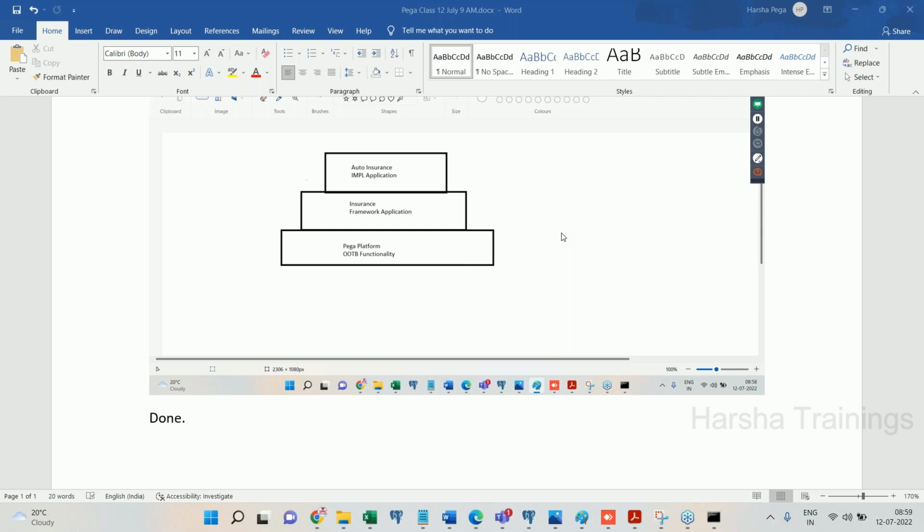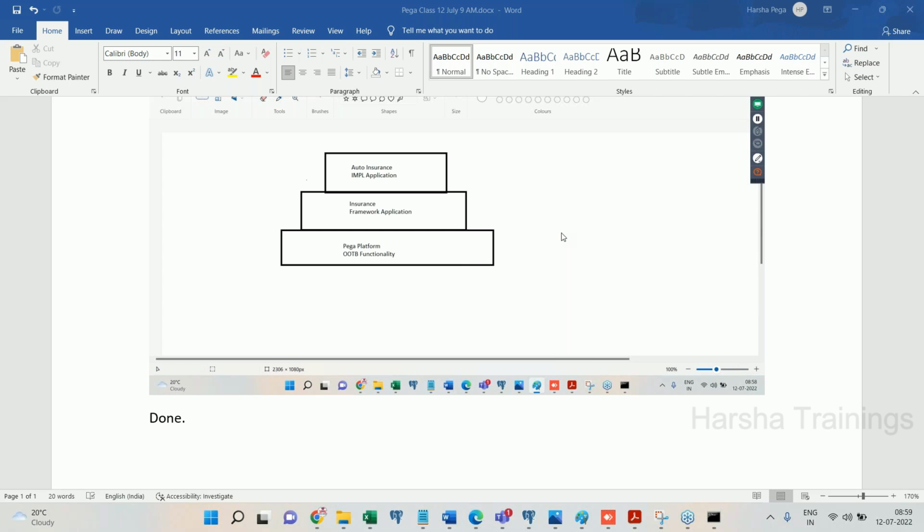So what does a Pega platform application contain? The Pega platform application contains all the OOTB features. OOTB means built-in features. Everything will be there in the Pega platform application. And after the framework application was created, we created the implementation application.